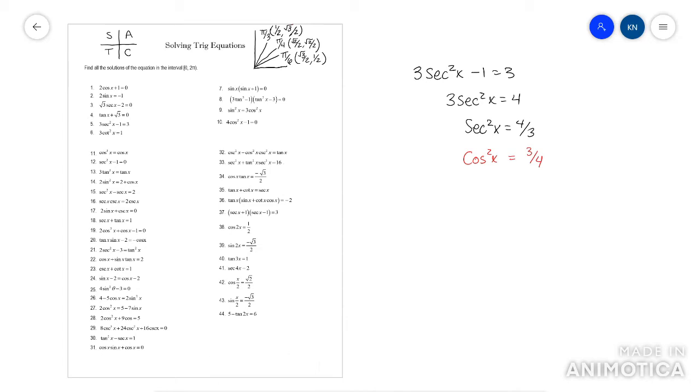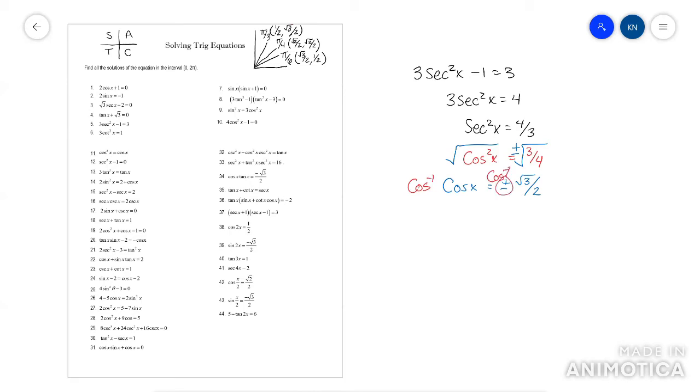And when you do that, so root, when you do that, don't forget plus minus. That's super important. So this one, it's going to break down to be cosine x equals plus minus root 3 over root 4, which is 2. Now you can inverse cosine.